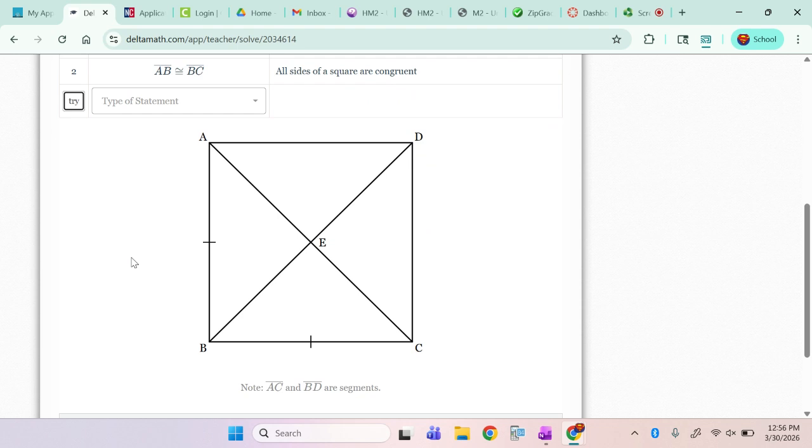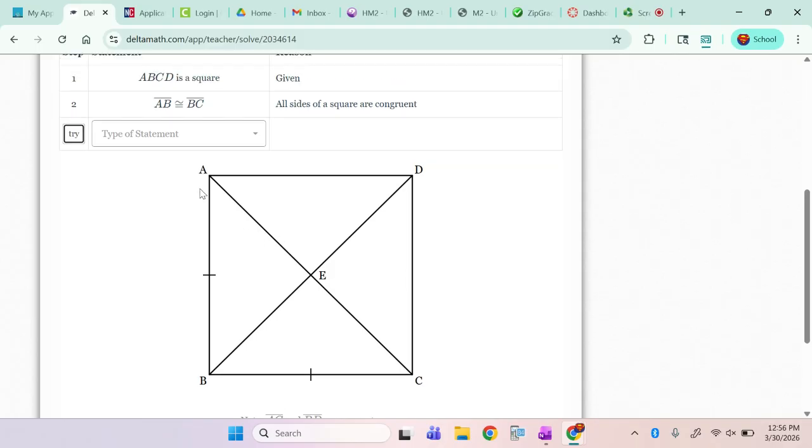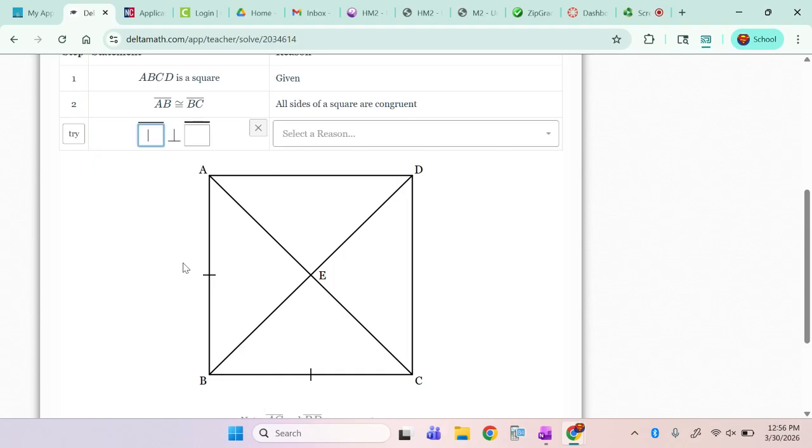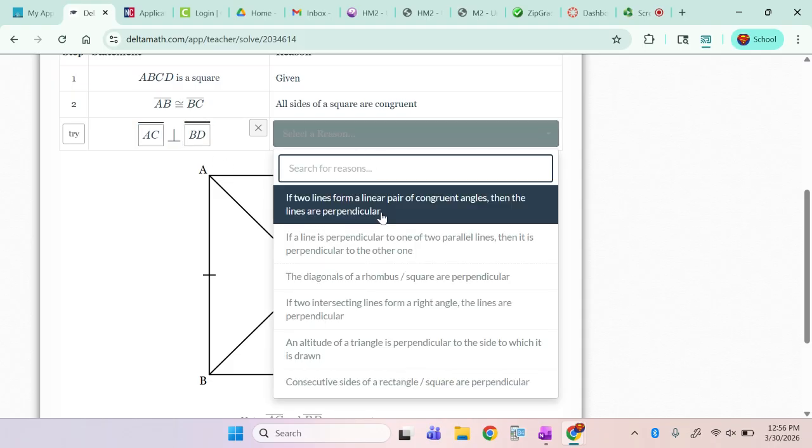Now, what else do we know about a square? Specifically, think about diagonals. What's true about a square's diagonals? They're perpendicular. So couldn't I say that? Well, first I've got to say that they're perpendicular. So I'm going to say that AC is not congruent, perpendicular to BD. Why? Because that's just true in a square.